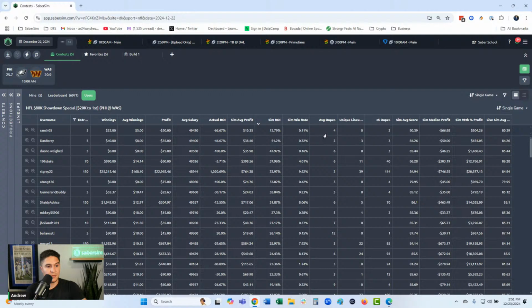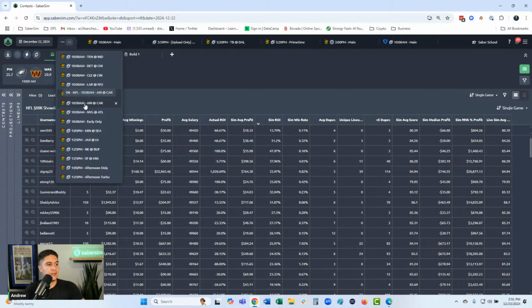So lineups don't look terrible. Highest ROIs here are somewhere in the 20s, and I'm at like 13. It's not the worst thing in the world. I could probably dig in a little bit more. My sim average score is a little bit low. There is this A Tong guy who's low, right about where I am with 3 average dupes, and I have 4. So I don't feel that bad about it, but it could have been a little bit better here.